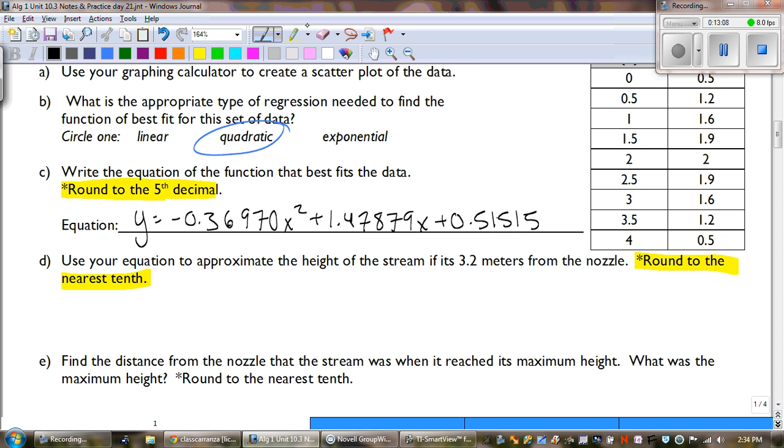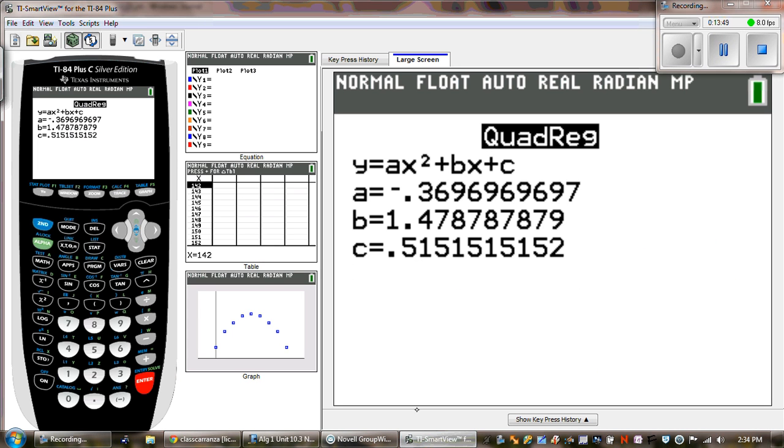Okay, so we need to plug into the equation. I know, remember, we gotta show our work. And we're plugging in 3.2. Oh, and I forgot to square it. Okay. So go ahead. What'd you guys get? If you need time, pause the video and do it right now. I'm going to do it right now.